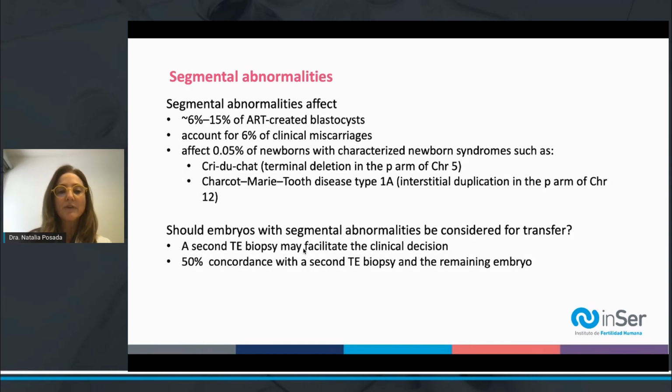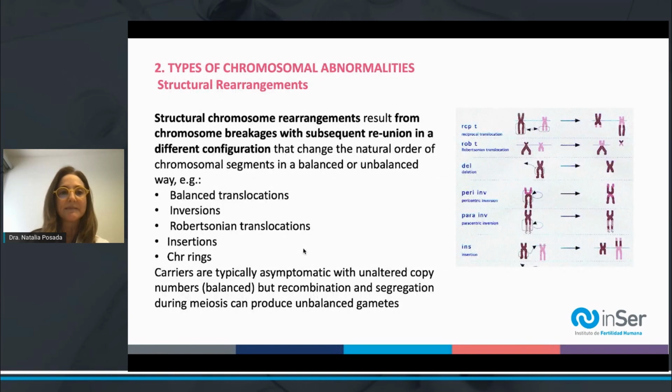The question is whether embryos with segmental abnormalities should be considered for transfer. There is not as much data as there is for mosaic embryos. However, doing a second trophectoderm biopsy may facilitate the clinical decision, since there's only a 50% concordance with a second trophectoderm biopsy or when the remaining of the embryo is analyzed. And the reason being that around 70% of segmental abnormalities are mitotic in origin and therefore mosaic. So not all cells in an embryo are affected by these segmental abnormalities.